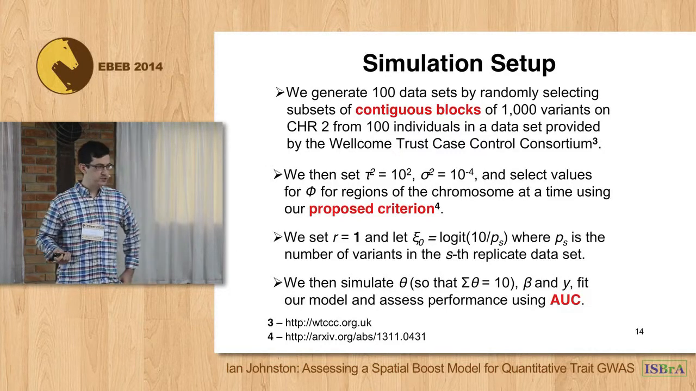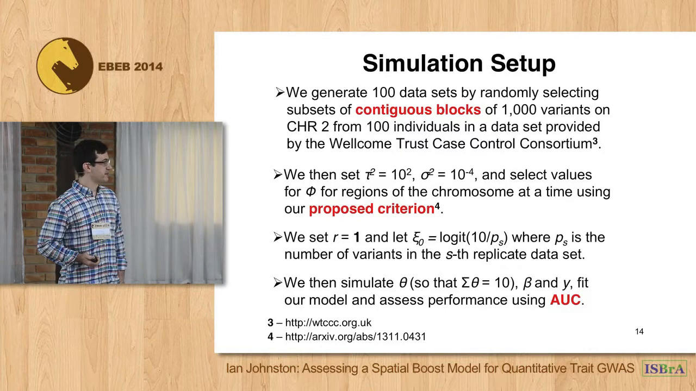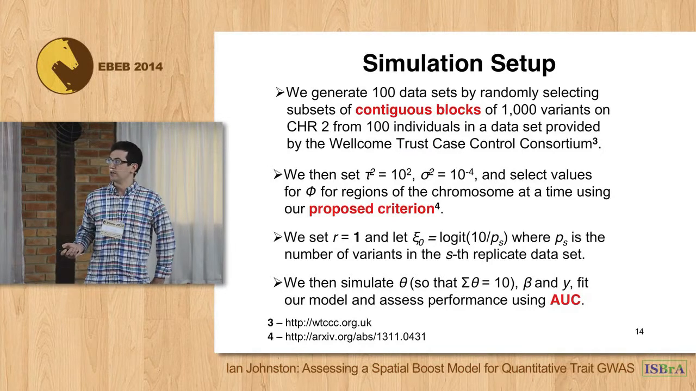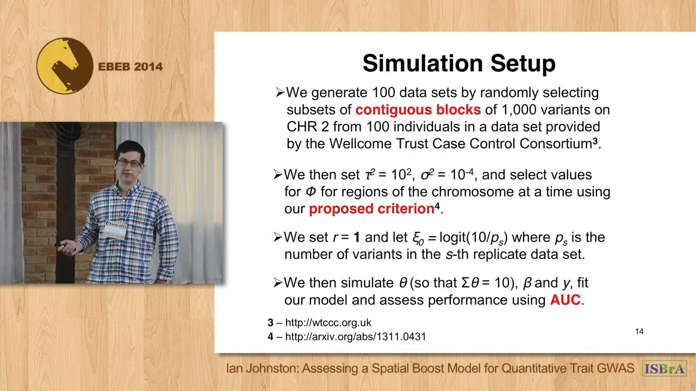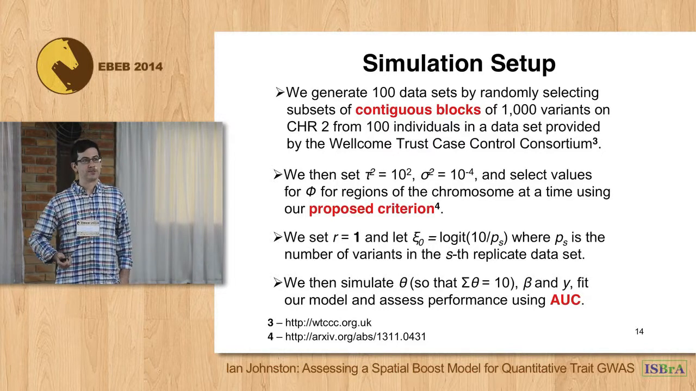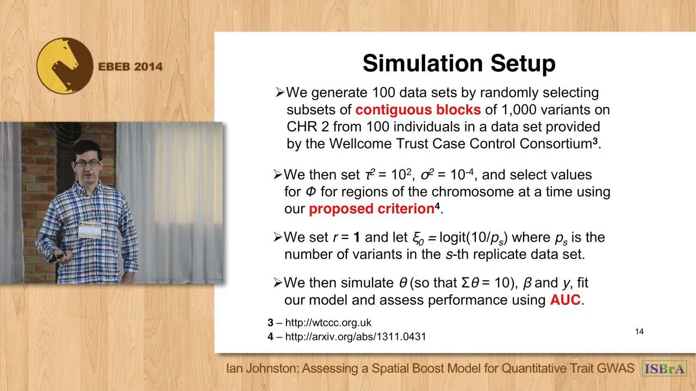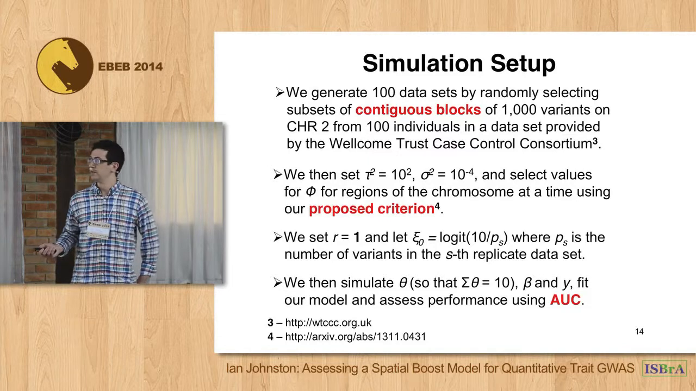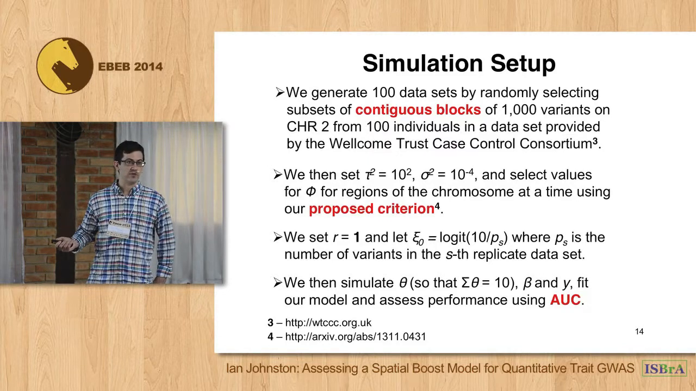For this work, we just consider a non-informative gene relevance vector, so a vector of 1s. And then we set our C naught to be the logit of 10 divided by PS, where PS is the number of variants in our S replicate data set. Then we simulate theta so that we have 10 variants that are actually associated with the trait. And then we simulate beta and Y.